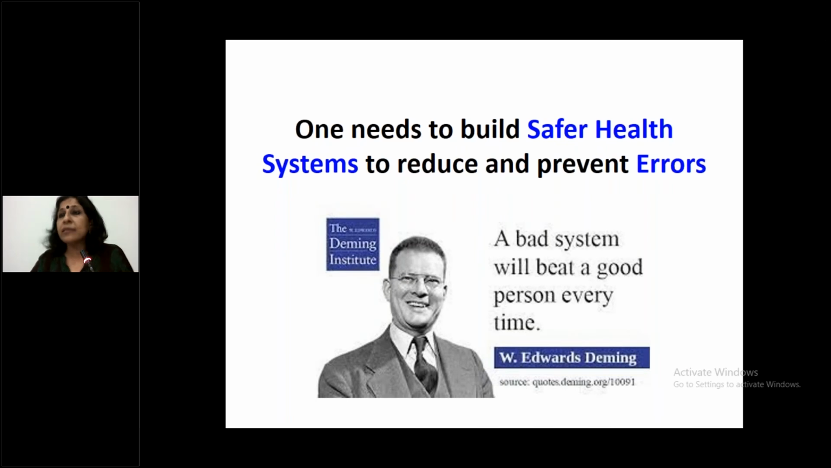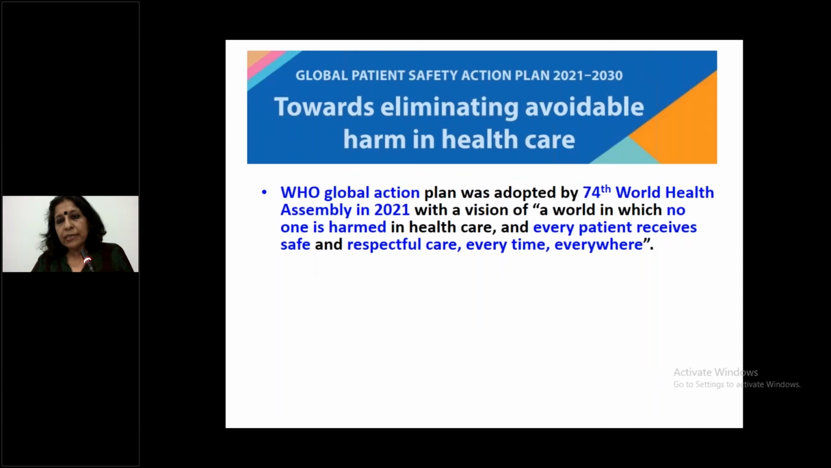A bad system will always beat a good person every time. So towards this, WHO came up with a global action plan in 2021 with the vision of a world in which no one is harmed in healthcare. Every patient receives safe and respectful care every time, everywhere.